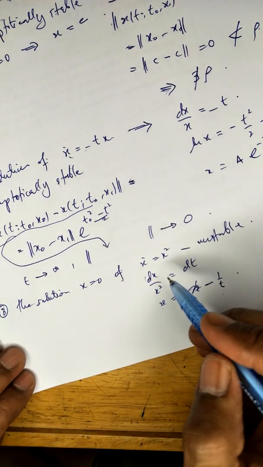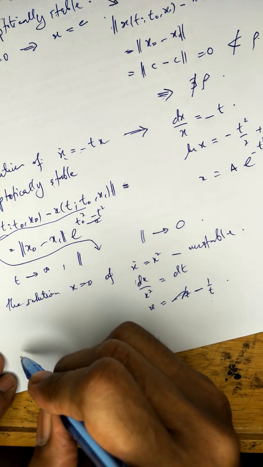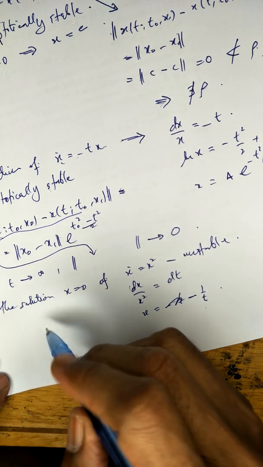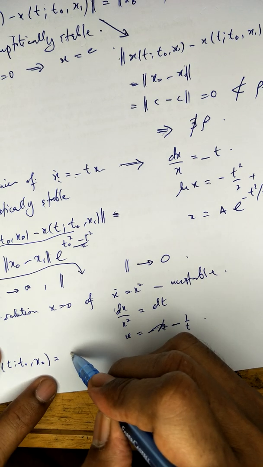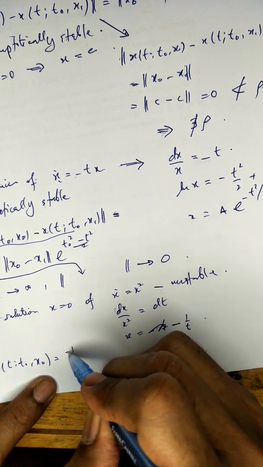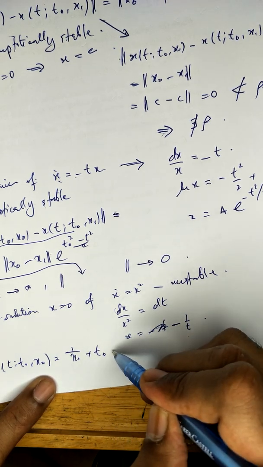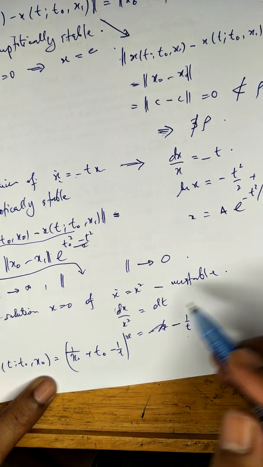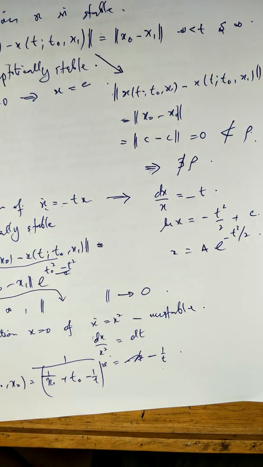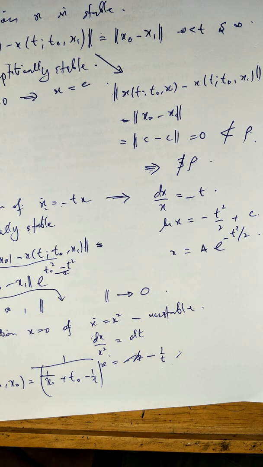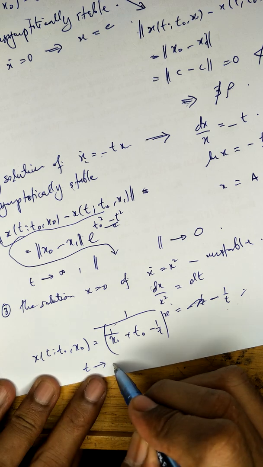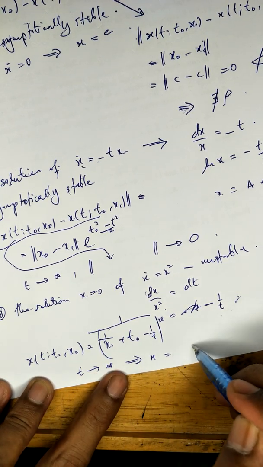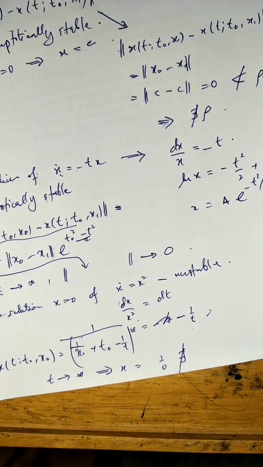our x is given as x(t, t0, x0) equal to x0 over (1 plus x0 times (t0 minus t)), one over everything. So you can find the solution from here. And as t goes to infinity, x is of order 1 over 0. So this is undefined, and when it is undefined, the system is unstable.